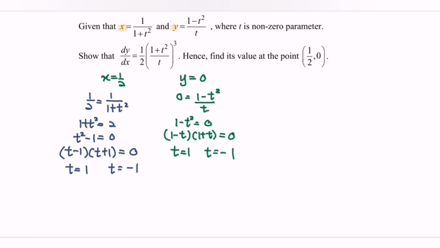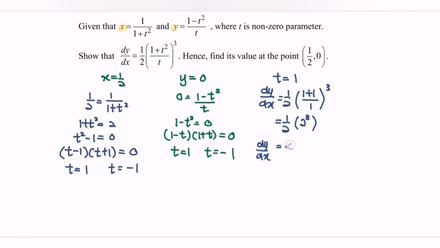Now it's time to substitute the value of t into the first derivative. When t is equal to 1, dy/dx will be equal to 1 over 2 times (1 plus 1) over 1 to the power of 3. So we will have 1 over 2 times 2 to the power of 3, which is 8. 8 divided by 2, so the value of dy/dx is equal to 4.